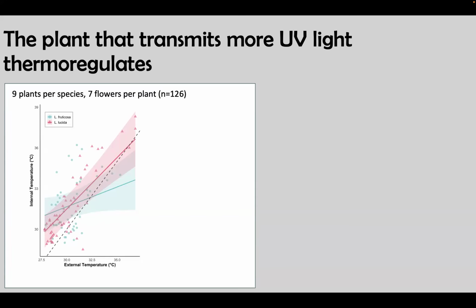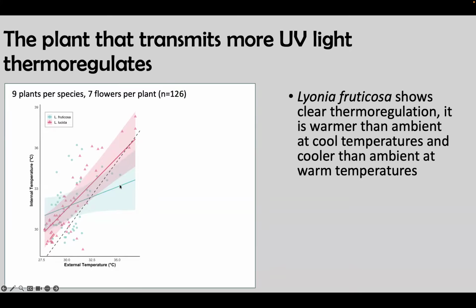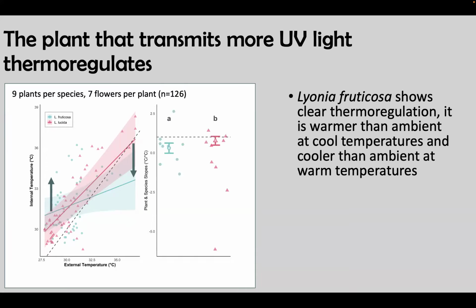So the dotted line there is the 1-to-1 temperature, meaning the flowers are the same temperature as the outside. And you can see that Lyonia lucida, the pink one, is statistically indistinguishable from a slope of 1, right? It's a little warmer than ambient, but it seems to be just tracking ambient. Whereas its congener in the same habitats is clearly doing thermoregulation, right? It's warmer than ambient when it's cool out and cooler than ambient when it's warm out for Florida. This is cool.